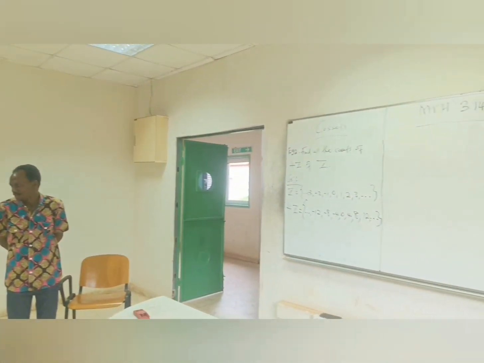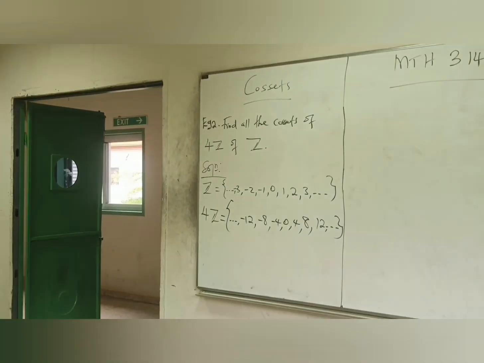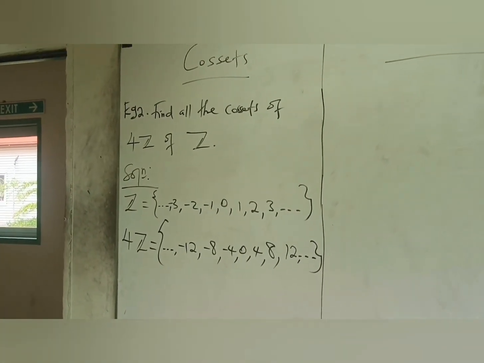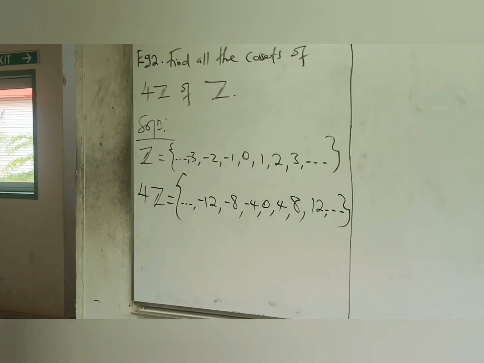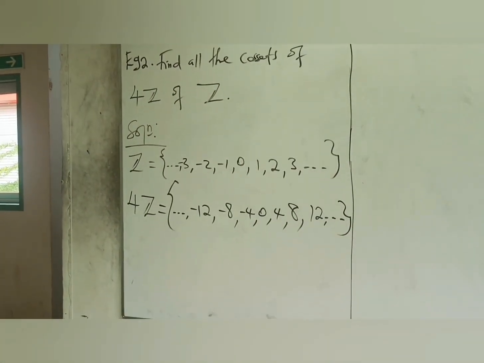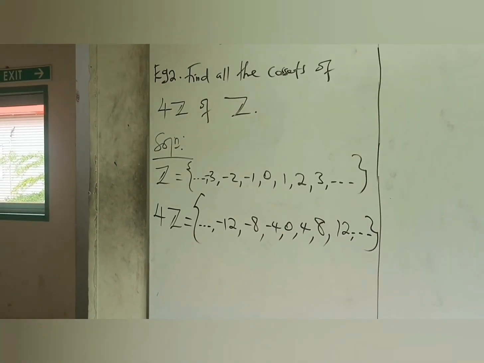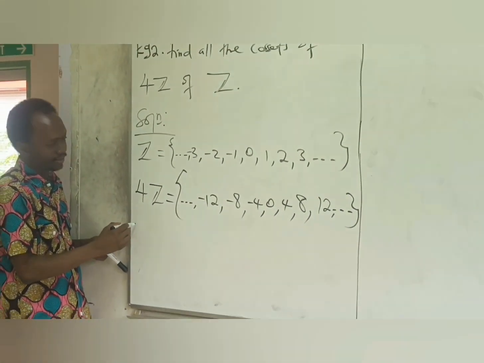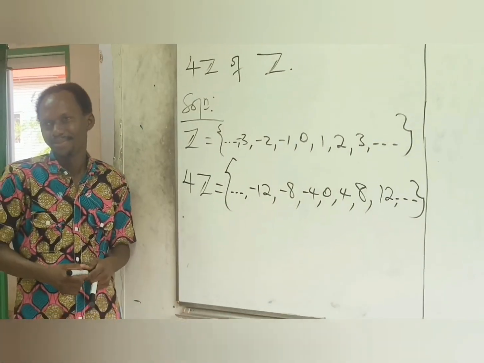So do it for us. In this case, when we find all the cosets of these, what are we going to do? Tell me, what should I write? So now we are going to write negative 3 plus 4Z, which is negative 12, negative 8, negative 4, 0, 4, 8, and 12. We should write negative 3 plus 4Z.